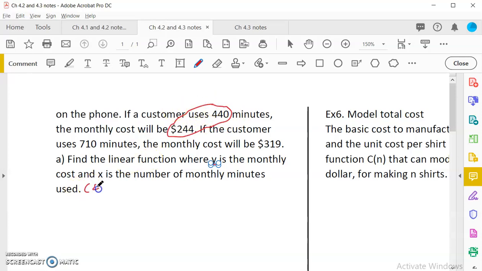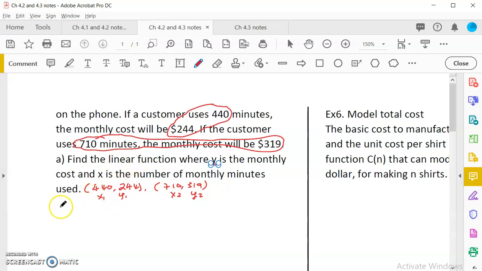where we can think of it as a point. When x is 440, the cost is 244. This is x1, y1. And then another set would be this, 710 and 319. So what is the minute? Minute is x, right? y is monthly cost, x is minute. So it's 710, so don't mix up the numbers. 319. x2, y2.